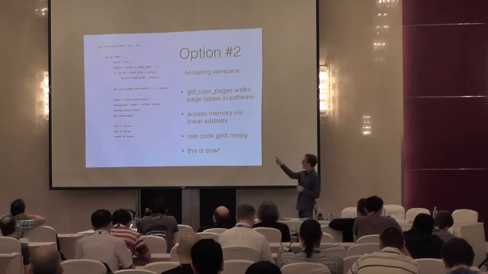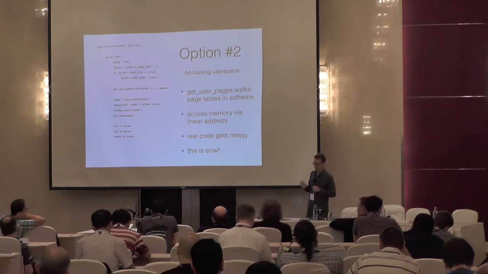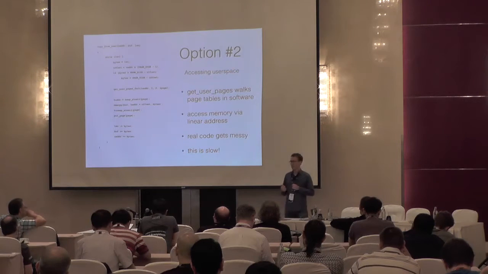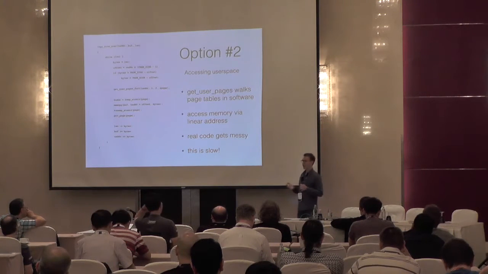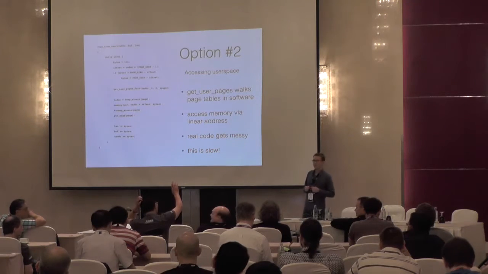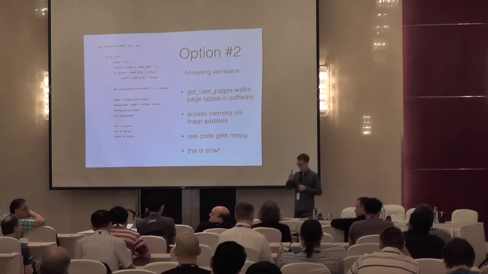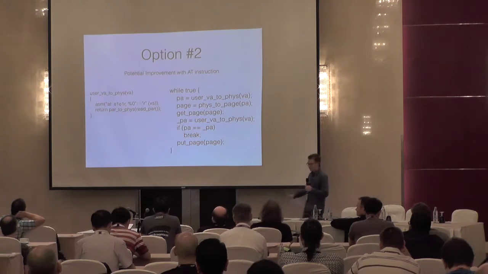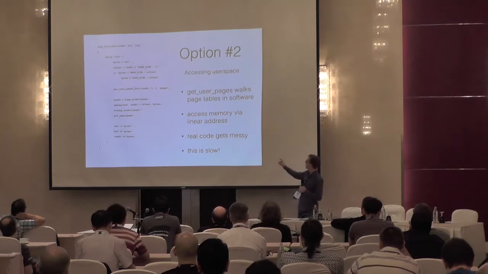So in real life, this code gets very, very messy. You also have things to think about, like what happens if people call copy_to_user, copy_from_user in an atomic context. What do you do then? I thought there's an AT system instruction you can use. Hold on. So you can potentially improve on this because this thing is really, really slow.